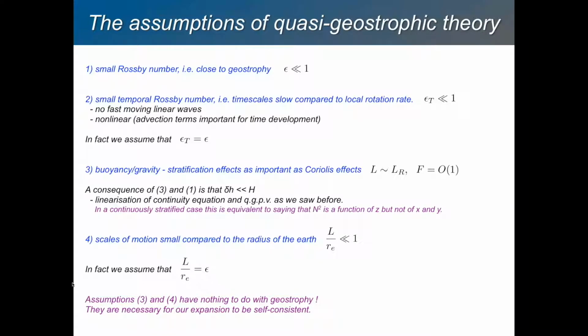So assumptions 3 and 4 have nothing to do with geostrophy. They're not something we would have guessed from the outset, that we're going to invent a system which is almost but not quite geostrophic. We wouldn't have guessed that you have to make these assumptions about the stratification or about the scale compared to the planet you're on, but they're necessary for what follows to be self-consistent.